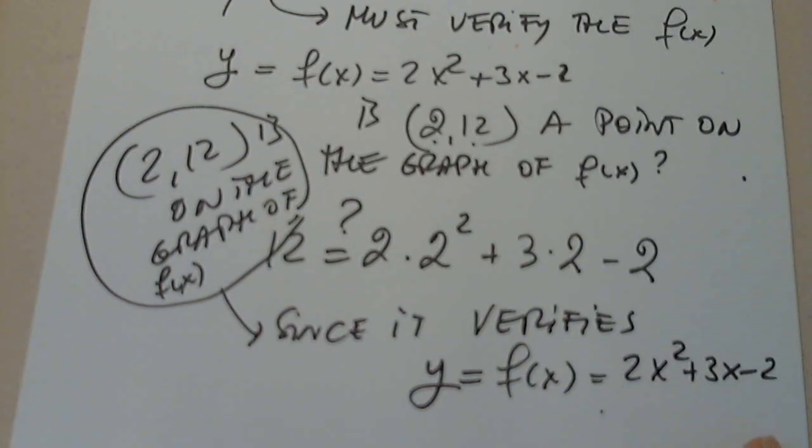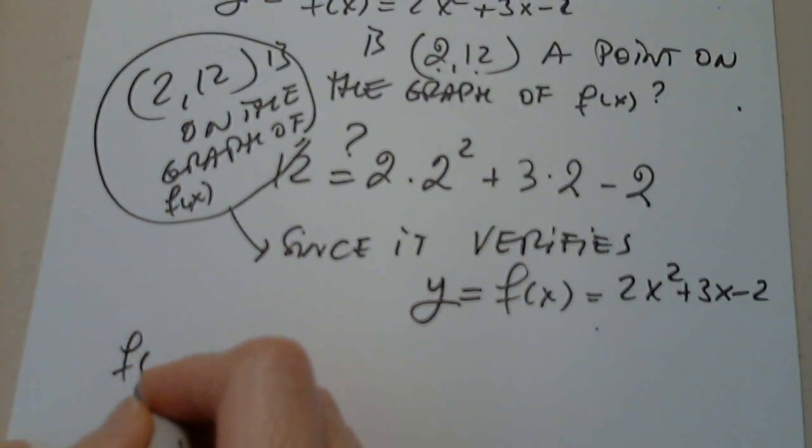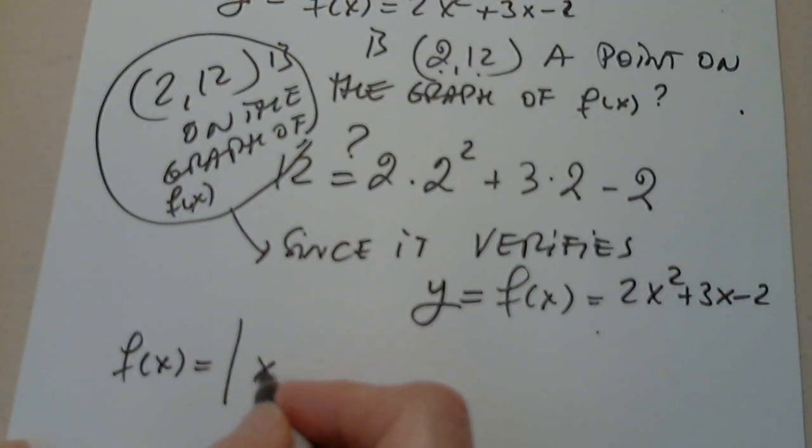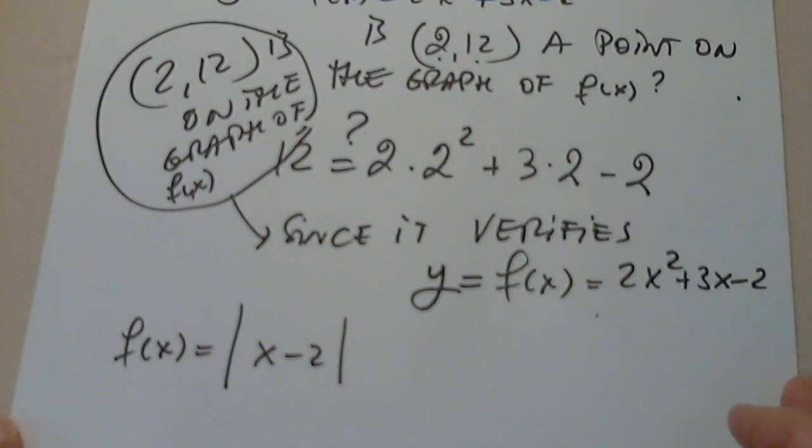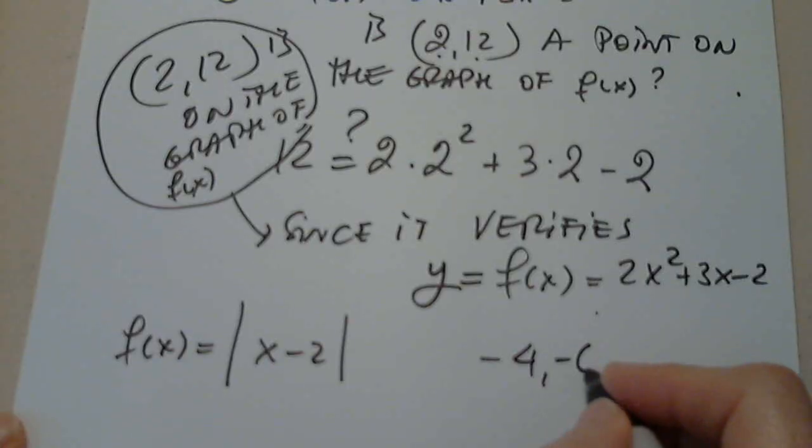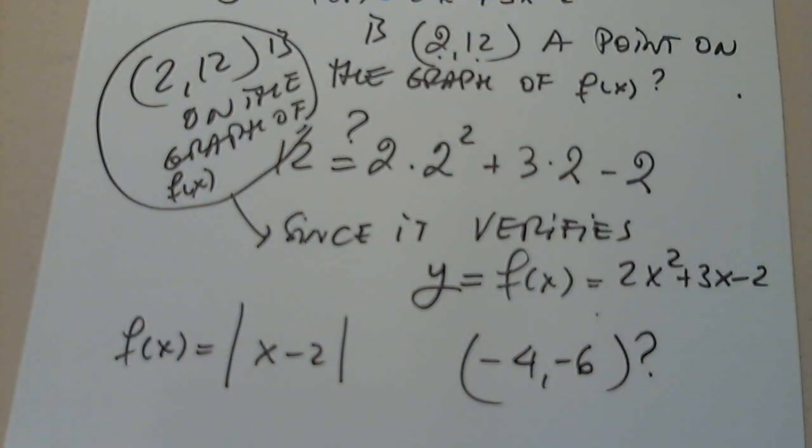The same question for f of x equals the absolute value of x minus 2. And the question is, is negative 4, negative 6 on the graph of this function or not?